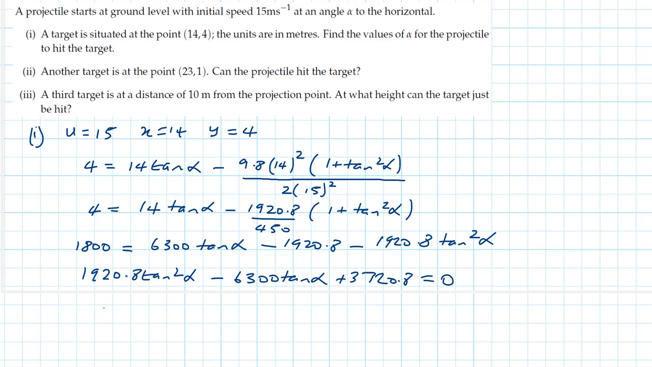Now, use my calculator to solve this one. We find that tan alpha is going to either equal 2.51 or 0.77, which gives me alpha as being 68.3 or 37.6.